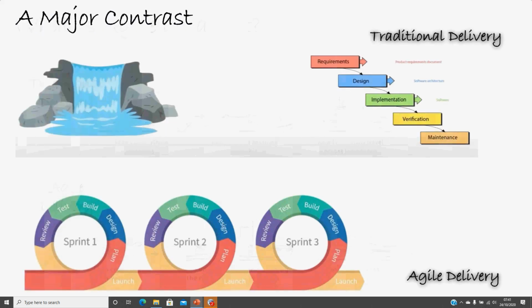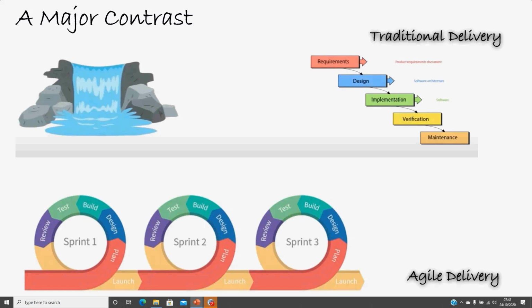Now, what are the major differences in the approaches of Agile and traditional delivery? So traditional delivery is represented by waterfall methodology on my screen, which is on the top, and in the bottom we have this Agile delivery. In the traditional delivery, which is waterfall, you have at least 5 stages of implementation. You capture the requirements, you convert the requirements into the design, then you implement that design.